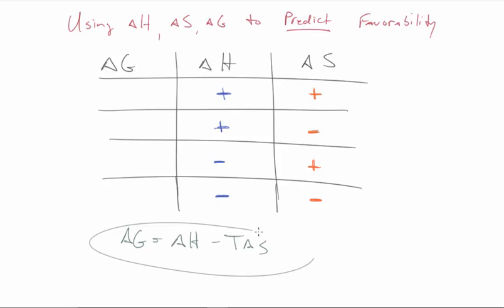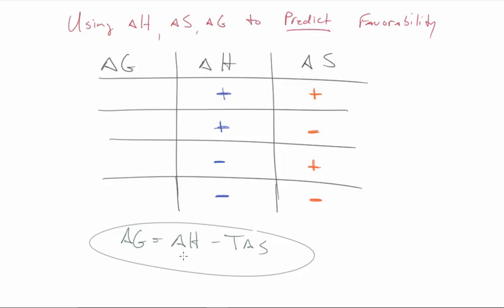Now, everything does plug in to Gibbs energy's equation, and so we're going to be able to predict, when we're given particular values, whether we're going to end up with something that's temperature dependent, always favorable, or never favorable, okay?